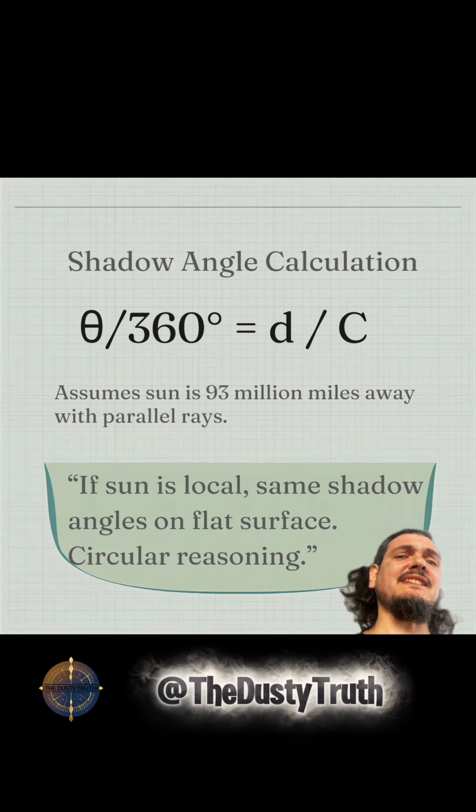And Eratosthenes' shadow angle calculation assumes the sun is 93 million miles away with parallel rays. But if the sun is local, meaning closer, the exact same shadow angles result from divergent rays on a flat surface. You can't use the calculation to prove the distance without already assuming the distance. That's circular reasoning.